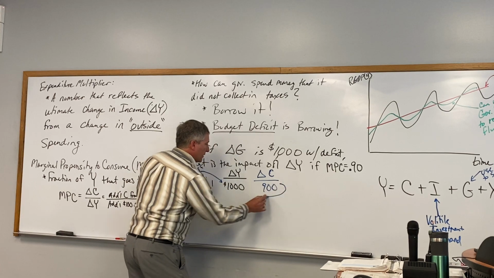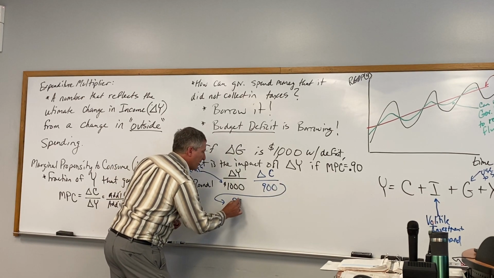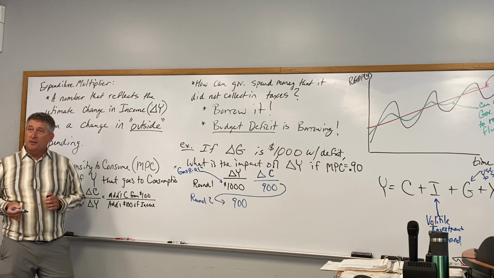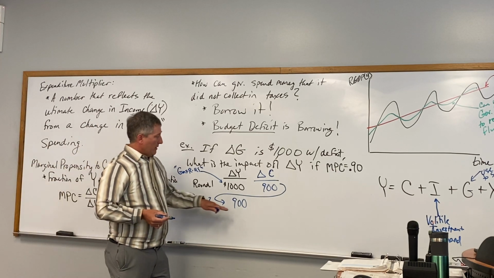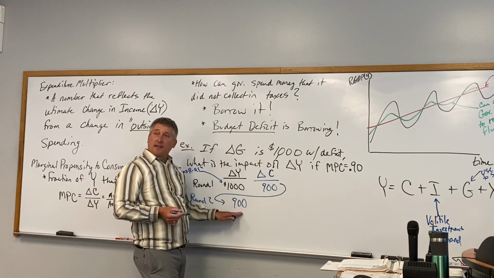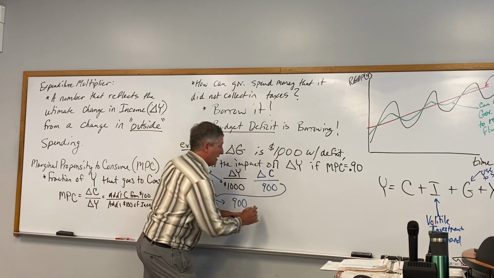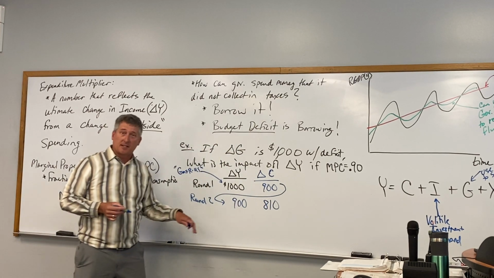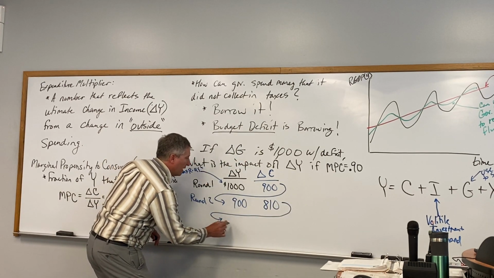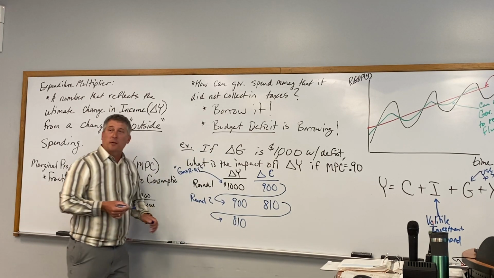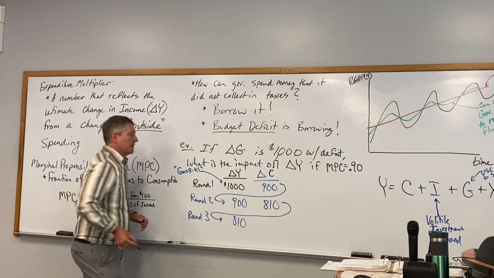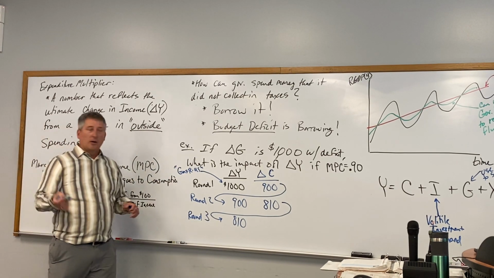But then they run to Walmart and spend 900. So now we've got Walmart in round two getting $900. Walmart pays its people, and now they have 10% of 900 is 90. So there's $810 of consumption by the Walmart employees. They run to Pizza Village and buy $810 worth of pizza. So round three starts here. And so on and so on and so on.